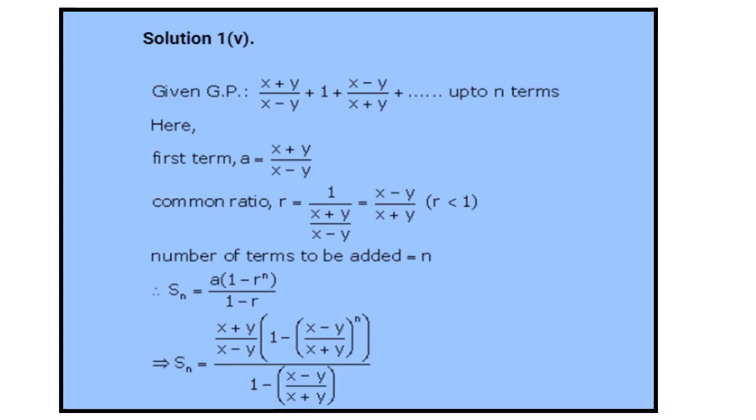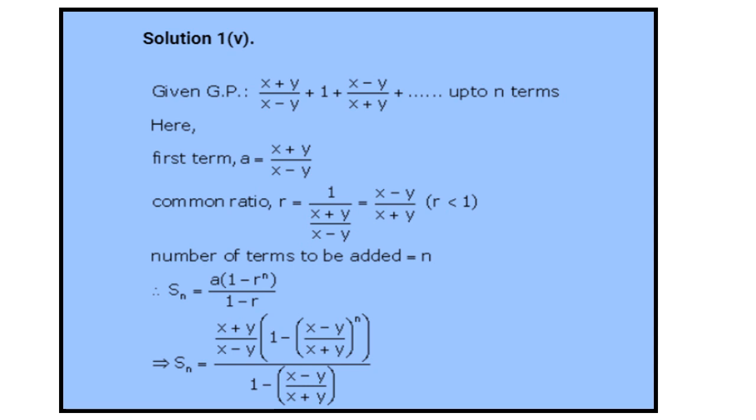Next question number 5. x plus y by x minus y plus 1 plus x minus y by x plus y and so on up to n terms. In this problem also you need to find the sum of n terms, but the terms are algebraic terms. Find out what the first term is. The first term a is x plus y by x minus y. Common ratio is calculated as 1 by x plus y by x minus y. It results as x minus y by x plus y.